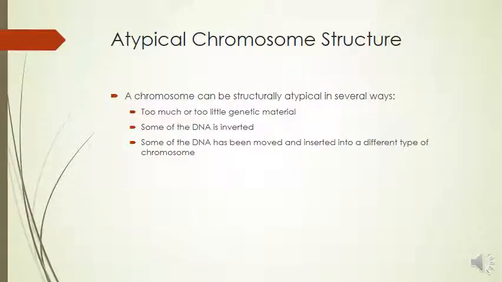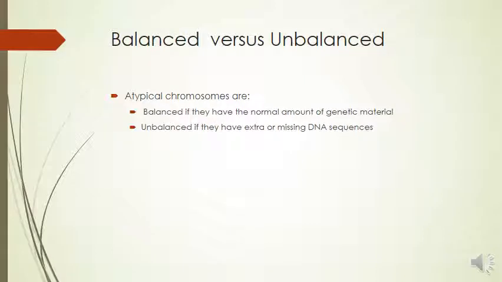If we look at atypical chromosome structure, we see that a chromosome can be structurally atypical in several ways. There can be too much or too little genetic material. Some of the DNA may be inverted. Some of the DNA may have been moved and inserted into a different chromosome. Atypical chromosomes are balanced if they have the normal amount of genetic material and unbalanced if they have extra or missing DNA sequences.